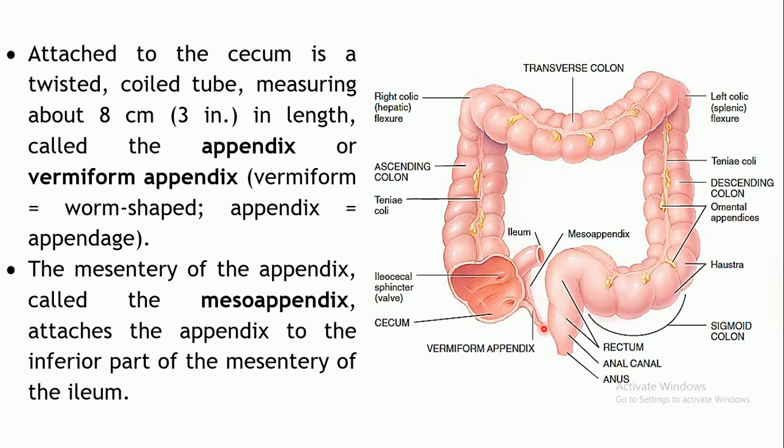It's a small portion, roughly 8 cm in length, hanging from and extended from this cecum, a small coiled tube-like structure which does not have any function as such. It also has a separate mesentery of its own, known as the mesoappendix. This mesoappendix connects the vermiform appendix with the ileum. It joins with the peritoneum of the ileum, the mesentery of the ileum. Both are joined together by this mesoappendix.